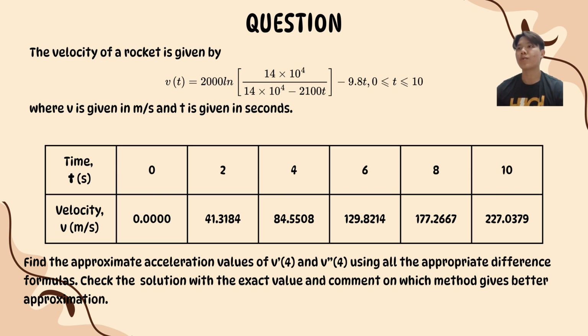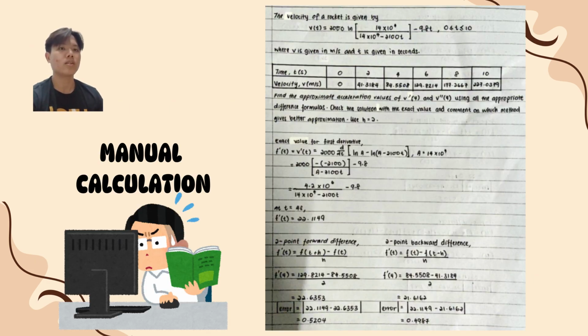This is the question that I managed to find for our topic, numerical differentiation. Given the velocity function of a rocket, we fill out a table with the respective values and the appropriate step size. Next, for these values, we need to find the approximate acceleration values, v'(4) and v''(4), with all the appropriate difference formulas. After checking with the exact value, we need to comment on which method gives the better approximation. Next, this is the manual calculation solution for our question.